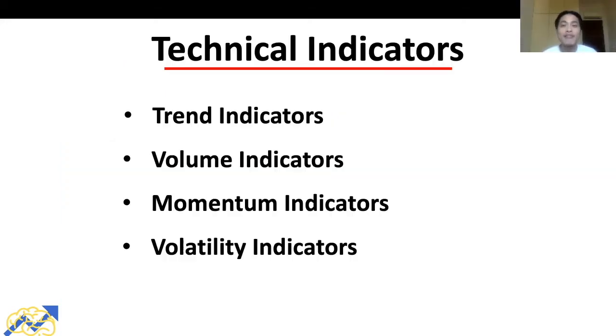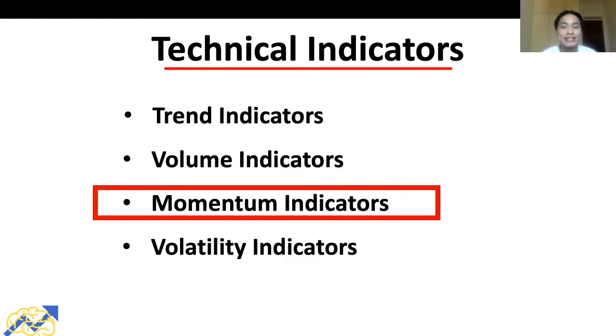Alright, so let's begin. Before we dive deep into the stochastic oscillator, these are some of the technical indicators that traders use in the stock market. The first is trend indicators, the second is volume indicators, the third is momentum indicators, and the fourth is volatility indicators. So where do you think the stochastic oscillator falls under? Right, the stochastic oscillator falls under the momentum indicator.